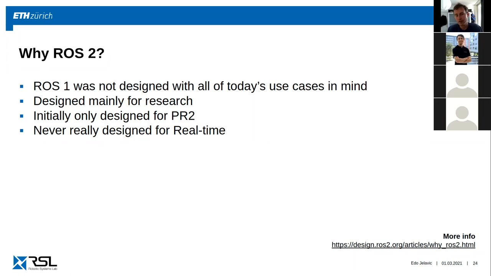ROS1 was also mainly designed for research. I think at Stanford, when they designed it, the goal was to be able to quickly reproduce results on the PR2 robot. And then people started using it for different robots, and now quite a few different robots still use ROS1. But the problem is, for research we usually don't care about certifications and we care less about safety than industry. And the industry also wants this working robustly and reliably, to get a certification and then be able to sell it, which with ROS1 was very hard to do.